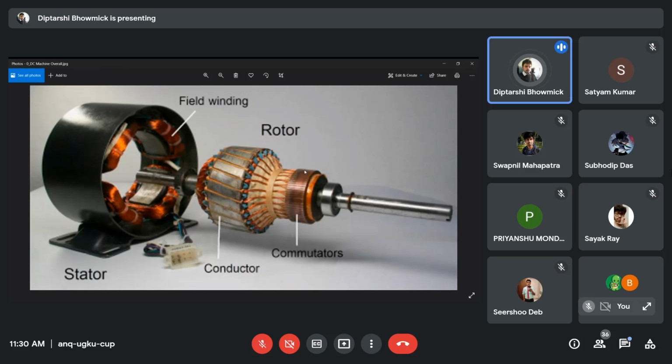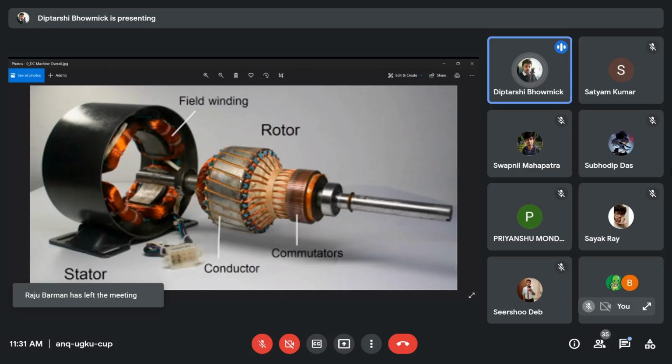So actually, the commutator slides over the brush. The brush is fixed. The commutator rotates because it is connected with the rotor. So as the rotor rotates, the commutator also rotates. The commutator is connected with the brush, but they actually slide on each other. Brushes are fixed, the commutator is rotating, so they slide on each other. Fine. That means there is a continuous connection between the brushes and commutators.